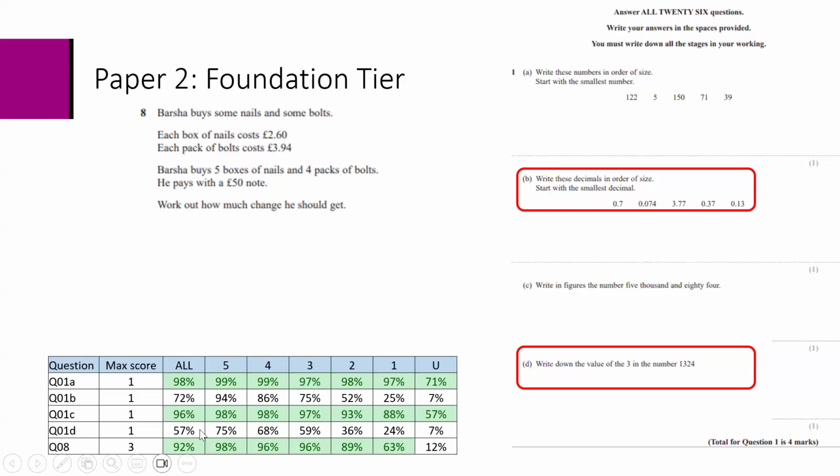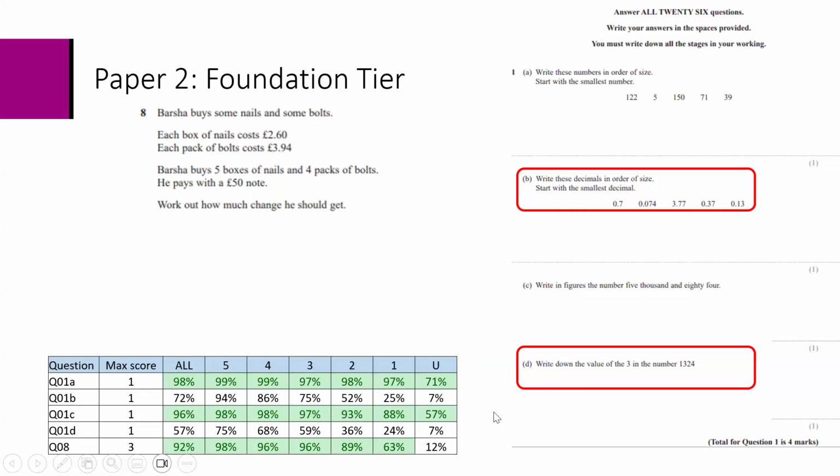But we compare that to part D, only 57% of students got this, question 1, write down the value of 3 in the number 1324. This is what I mean. Students are obviously getting a lot of practice at what we call the harder questions on the paper, they just need a bit more of a refresh on the easy ones. I found this really surprising.